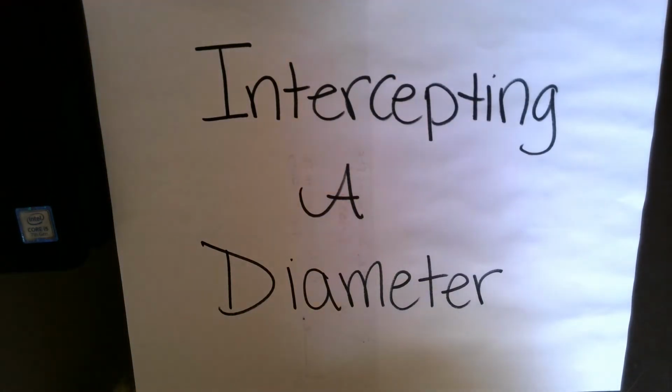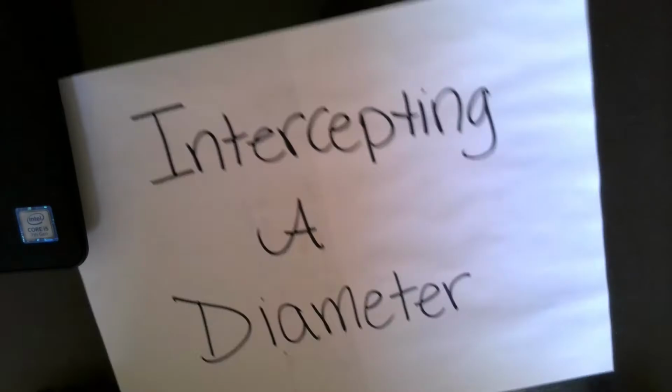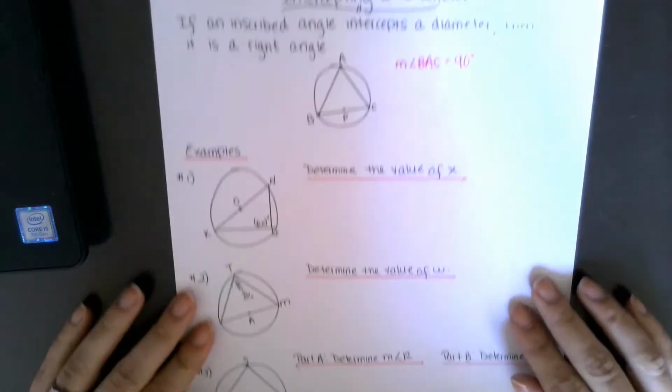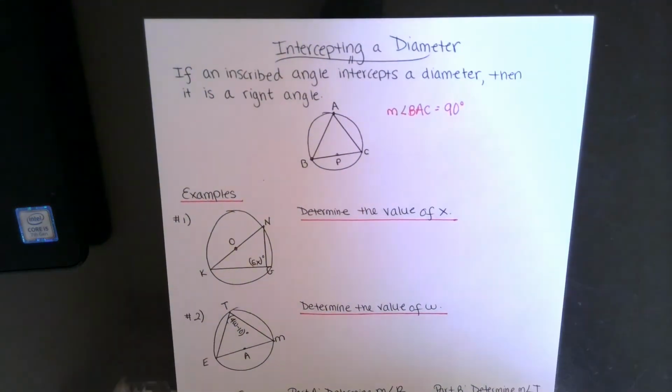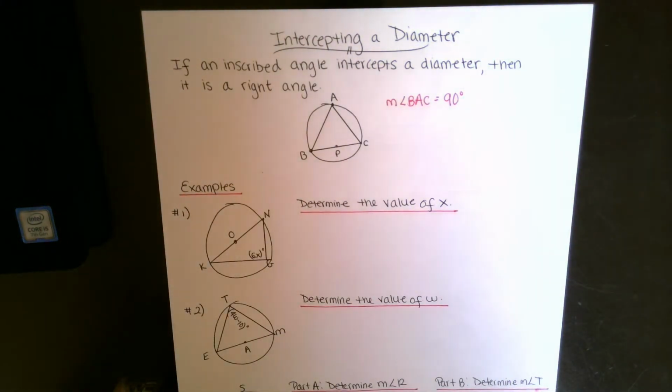Now we're going to talk about dealing with inscribed angles that intercept a diameter. So let's talk about that. If an inscribed angle intercepts a diameter, then it is a right angle.